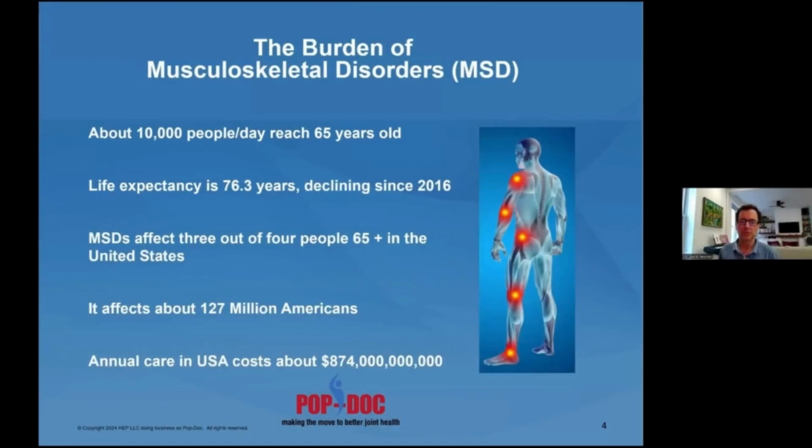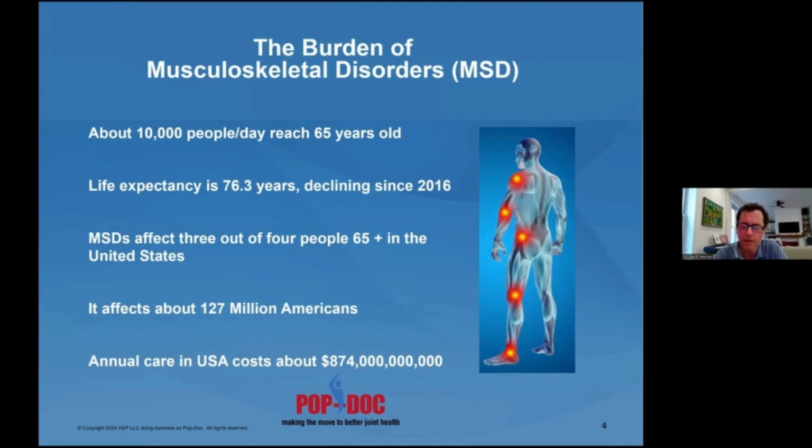Burden of musculoskeletal disorders in the USA, and it's about 10,000 people a day reach 65. So there's a lot of people out there that are potentially patients or potentially suffering with some pain. So life expectancy is around 76.3 years. It's declining since 2016. COVID didn't help too much, but it's still declining. Musculoskeletal disorders affecting about 75% of the people over 65. That's 3 out of 4.